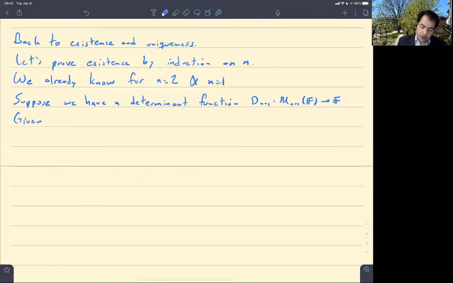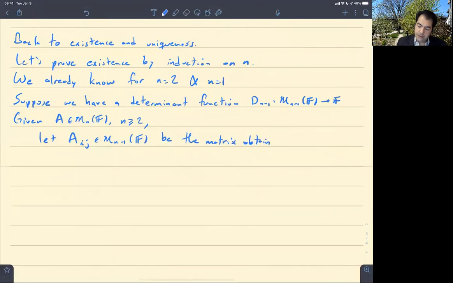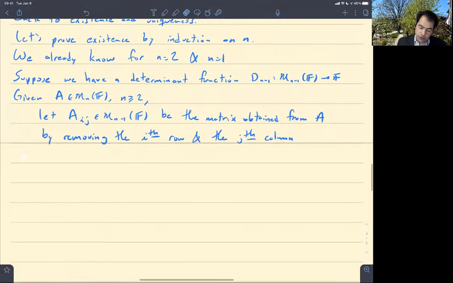So here's what we'll do. Given a matrix A of size n by n, where n is at least 2, let's let capital A_ij, of size n minus 1 times n minus 1, be the matrix obtained from A by removing the ith row and the jth column.